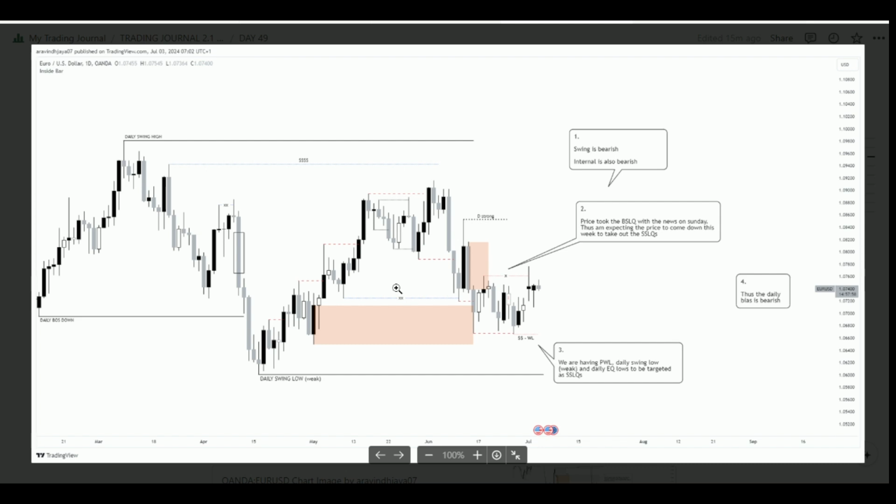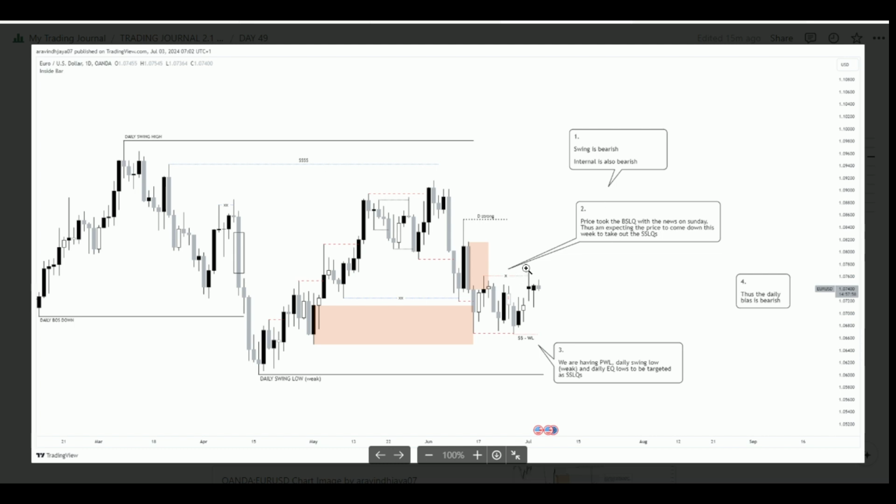Let's jump into the daily, and as usual, the daily doesn't change much. So the annotations you saw yesterday will be almost the same, but I may add a few notes here and there. The swing is bearish, internal is also bearish. You can see the red line is the internal structure.